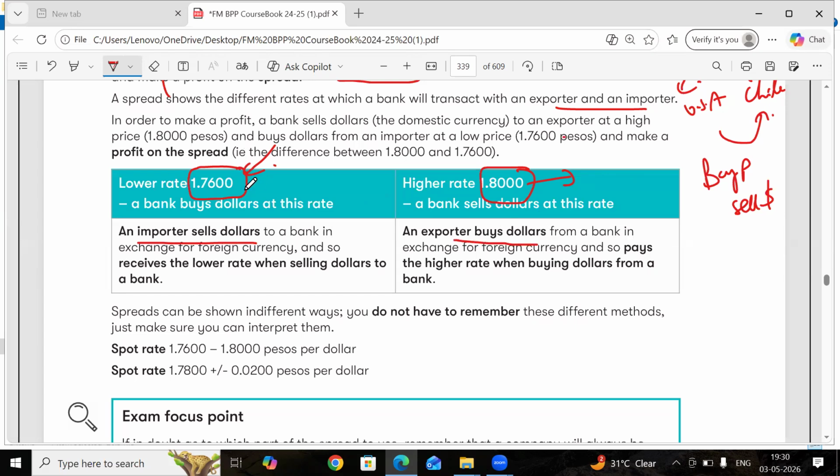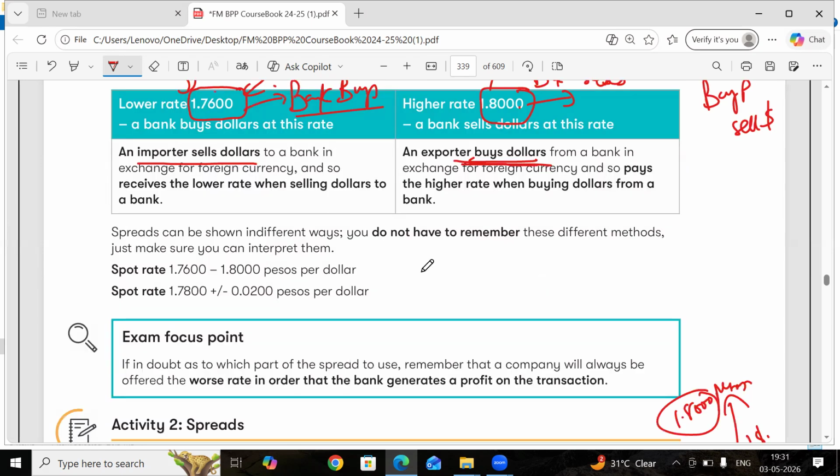Very simple. The bank is buying at 1.76. When the bank buys, the importer sells. Here, the bank is selling. The exporter buys. That's it. The exporter buys dollars, the bank sells dollars. The importer sells dollars, the bank buys dollars. The bank buys at a lower price and sells at a higher price. Very simple, very clear.